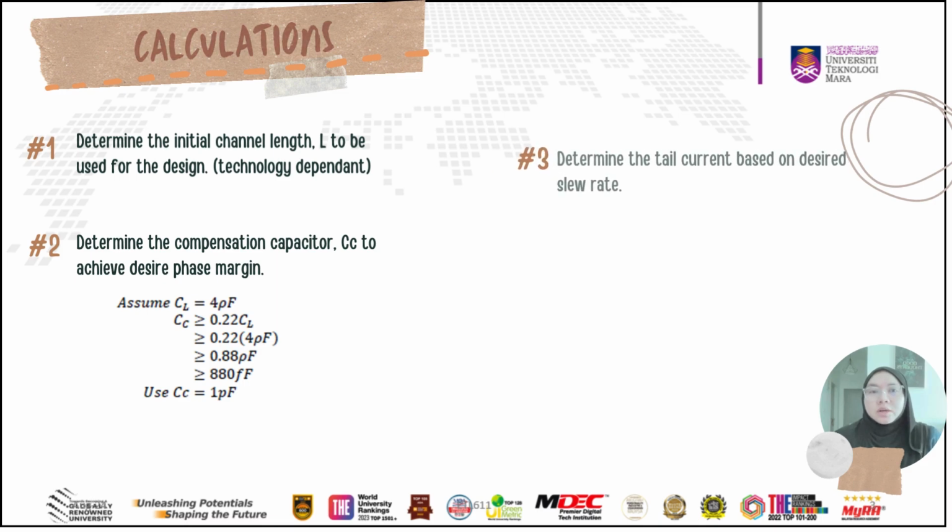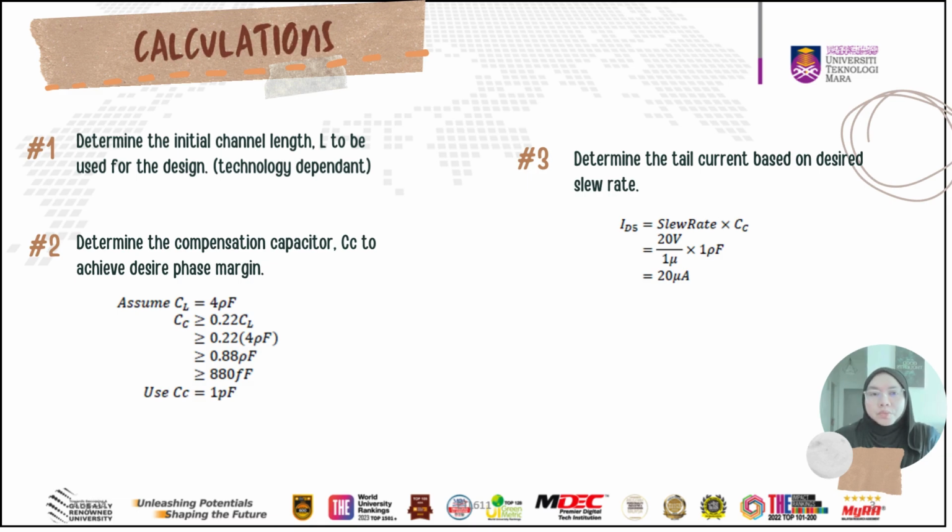The third one, we will determine the tail current, based on the desired slew rate. In these calculations, the slew rate that we chose is 20 volt over 1 microsecond, times 1 picofarad from the capacitance that we have calculated in step number 2. Therefore, we get the tail current at the transistor M5 is 20 microampere.